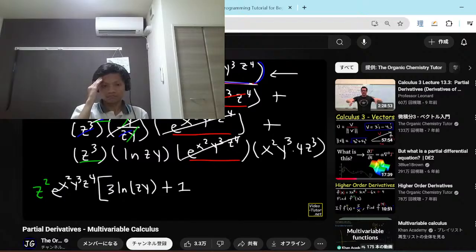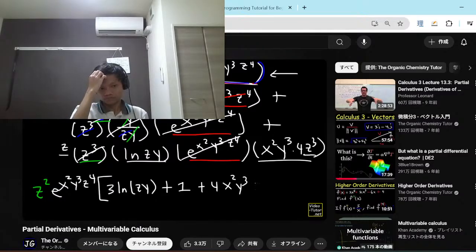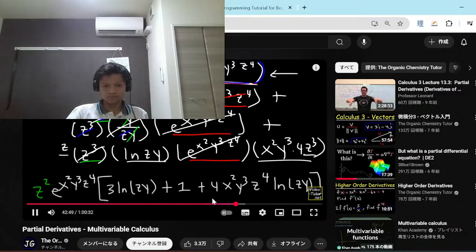For the last term, we took this out. We took out z squared, so we're left with z, and we have ln zy and everything here. So it's going to be 4x² y³, and then z to the third times z. That's going to be z to the fourth, and then ln zy. So we can write the final answer like that if we want to.